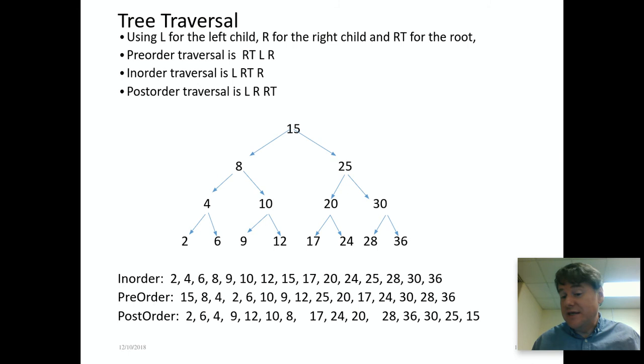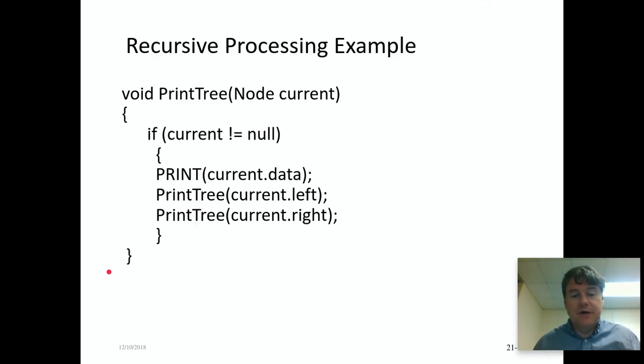All right, so the algorithm in each case is going to have a recursion left, a recursion right, and a print statement. The order of those determines which one you get out of a binary search tree. All right, and this is your code.